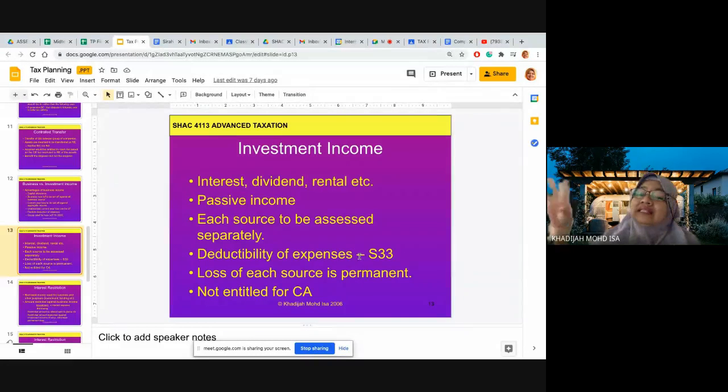Contoh juga macam interest, right? Kalau interest income tu ada interest expense, tapi kalau interest income tu is exempted, you tak adalah tolak lagi, right? So it has to be section 33 means that you can set off the expenses against the income tu accordingly, right? Otherwise, it's a permanent loss lah. And finally, of course, your investment income, even though you do have incurred your capital expenditure, you are not entitled for any capital allowance.